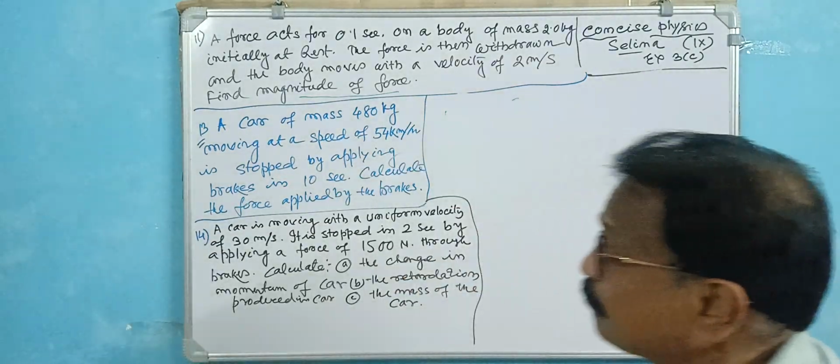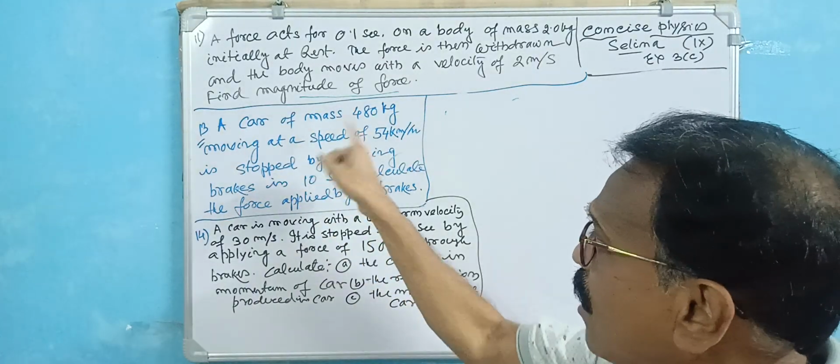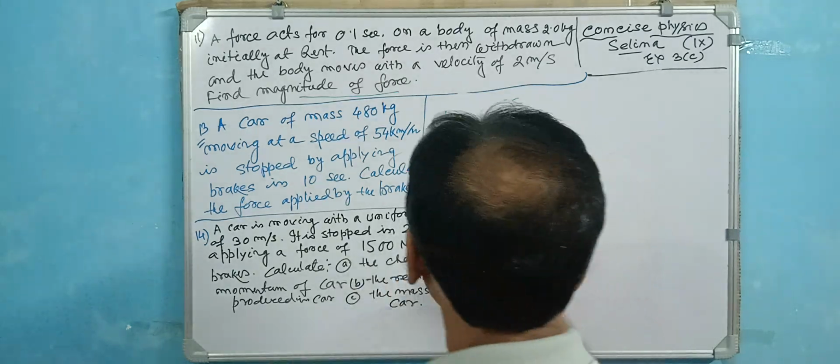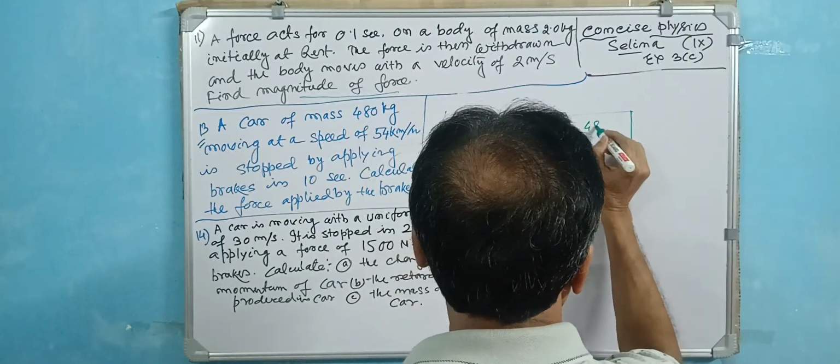Now the next sum, very interesting. Just you see in which way, very interesting. A car of mass, okay, just you draw a car, suppose this. A car of mass 480 kg, no problem.